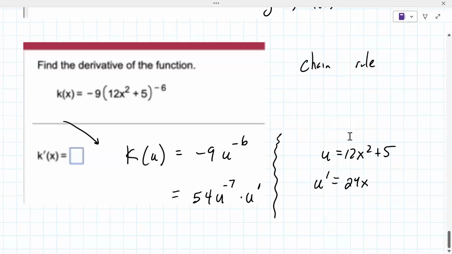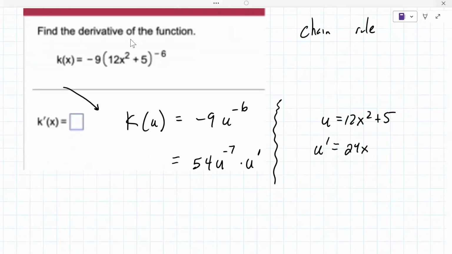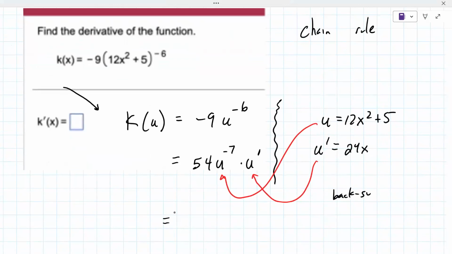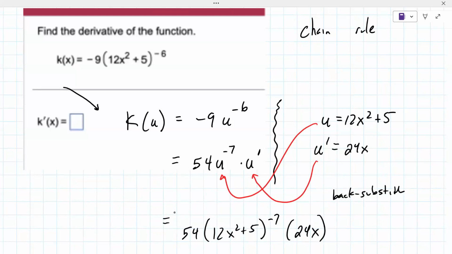Okay, and now you're just substituting back in. You're like, okay, that's my u, and that's my u prime. You end up substituting back in. It's called a back substitution. So 54, 12x squared plus 5 to the minus 7 power times 24x. Okay. That is your final answer.